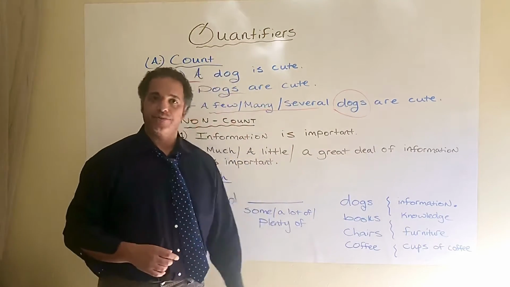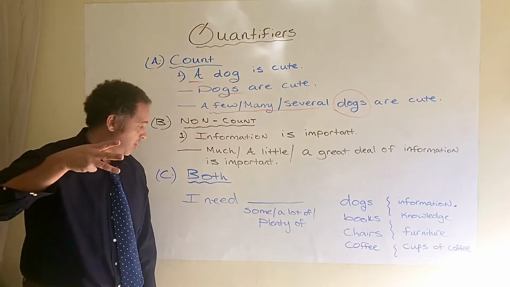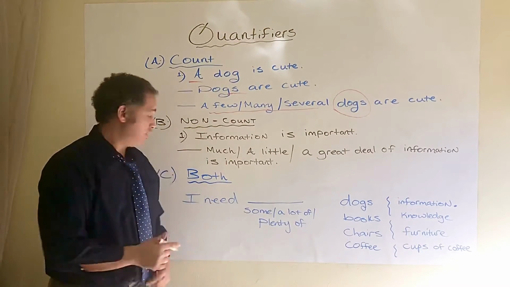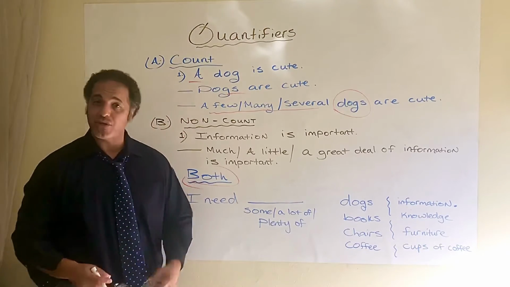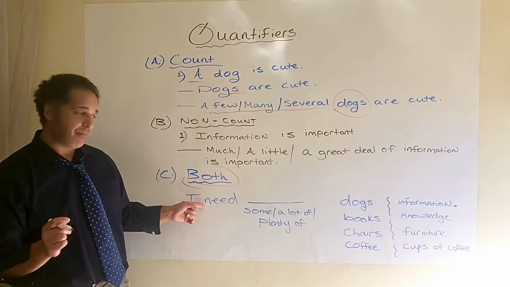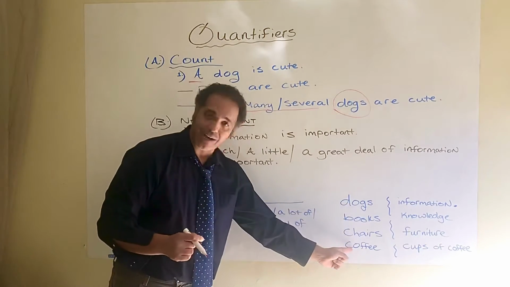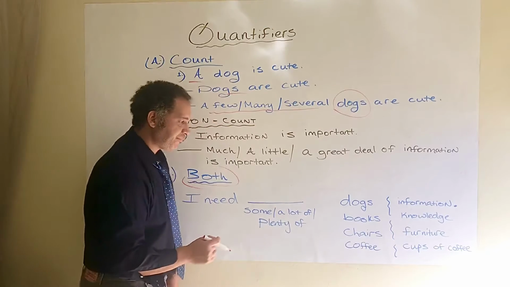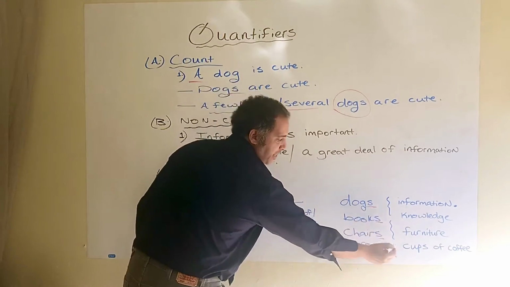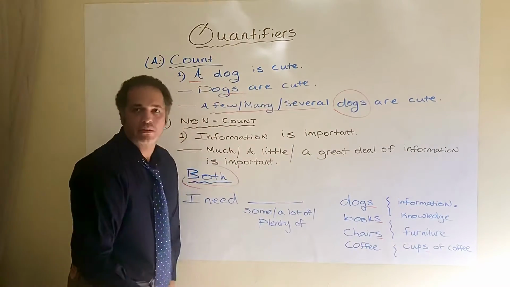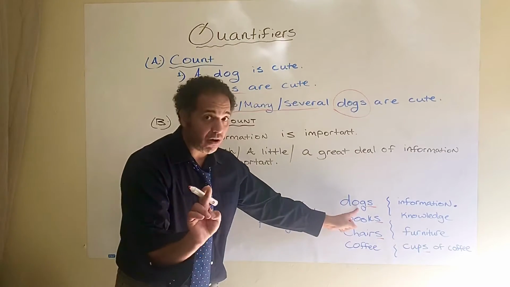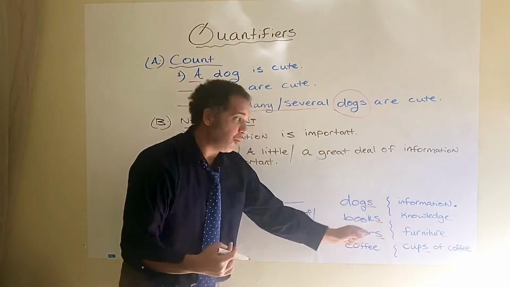I can use all of those as quantifiers for non-count nouns. Now, we have a third group, and this one for a lot of people is very, very helpful, because you can use it for both. You can use it for count, you can use it for non-count. So, the thing to remember, if you are going to use it for countable, okay, you have to make sure that you make it plural. Okay, for example, I need some, we don't say dog, you have to say dogs with an S.